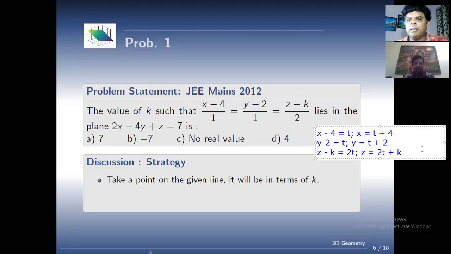If I set t equal to 0, I'll get x is equal to what? If I set t equal to 0, what will I get for x? x is 4. If I set t equal to 0, y will be what?